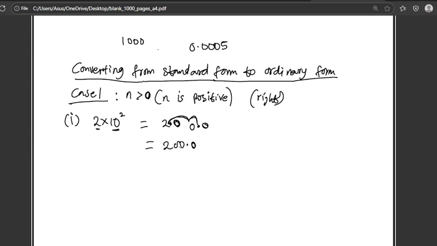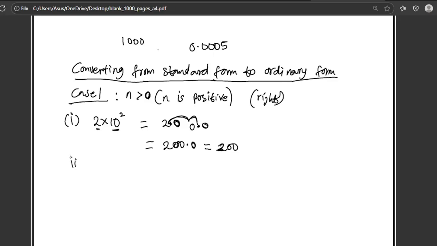200.0. Remember, we said the 0 is no longer after 3. We shifted it from the end there. That's why we have 200.0, which is equal to 200. The 0 at the end there is insignificant. You can see how we've done this. This is the way to convert from standard form to ordinary form.